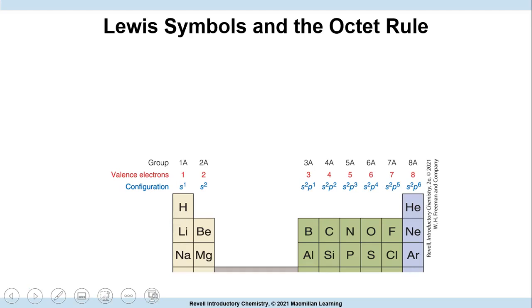Now, the first thing that we are going to look at is Lewis structures and the octet rule. First of all, before we start, we need to know how a compound is formed. If we know how a compound is formed, it will be easier for us to know how to form compounds and how to balance chemical equations that involve compounds.